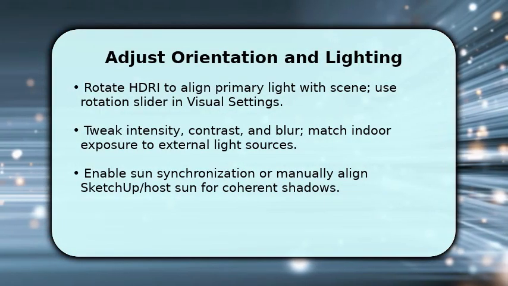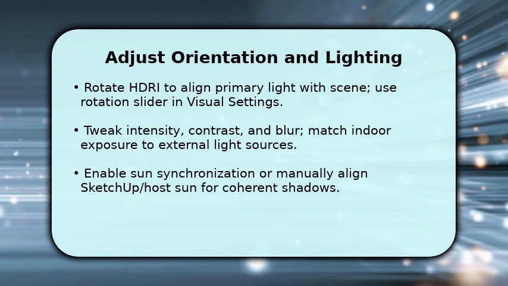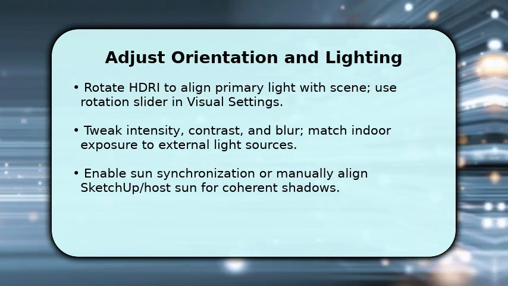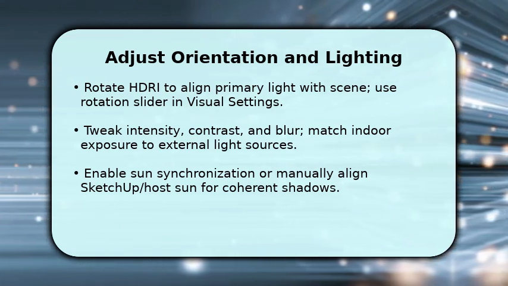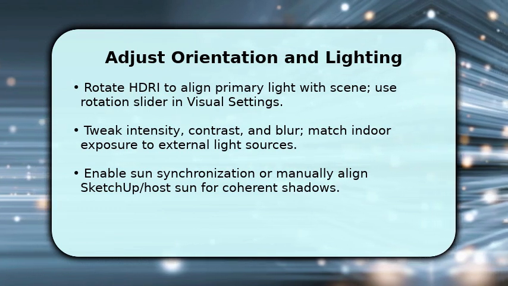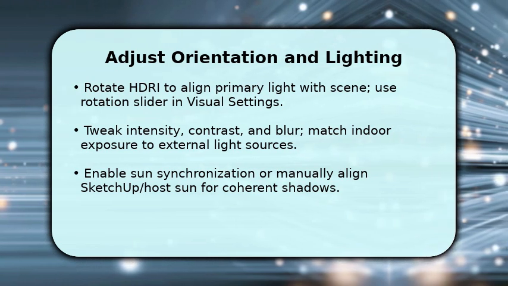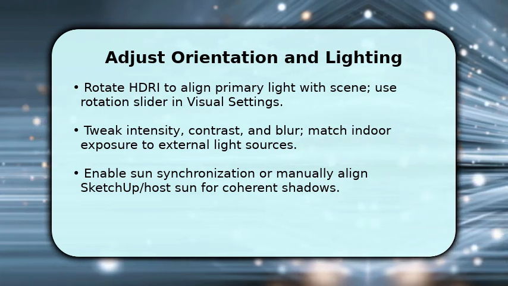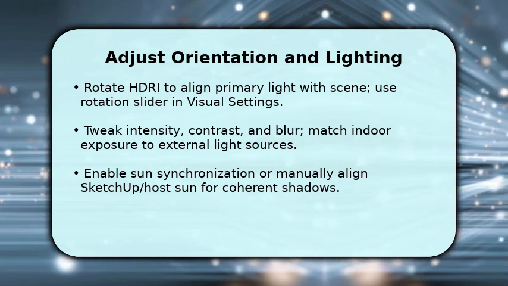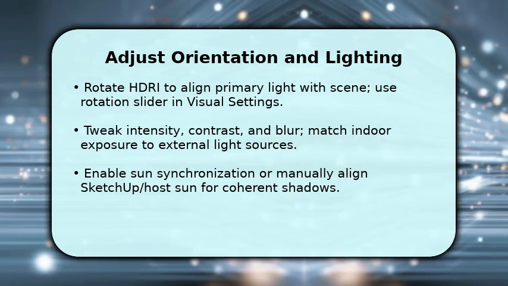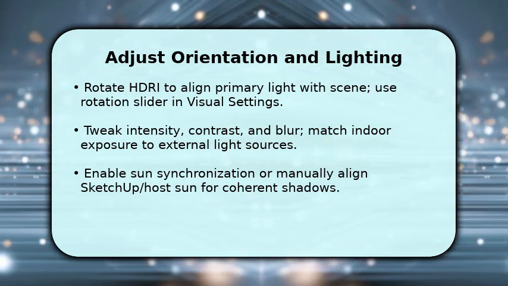Once the HDRI is visible, rotate it to place the brightest area where you want your key light. You'll use the rotation control to aim highlights and reflections onto important surfaces. Then adjust intensity and contrast to control overall brightness and specular peaks. A subtle blur can soften harsh reflections. Make sure Enscape Sun Sync is on or manually align the host application sun so shadows, color temperature, and direct light match the HDRI, ensuring a believable result across materials.